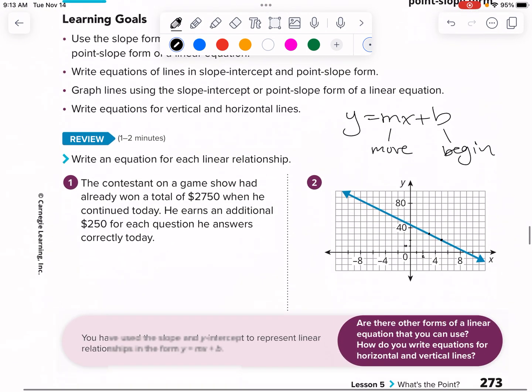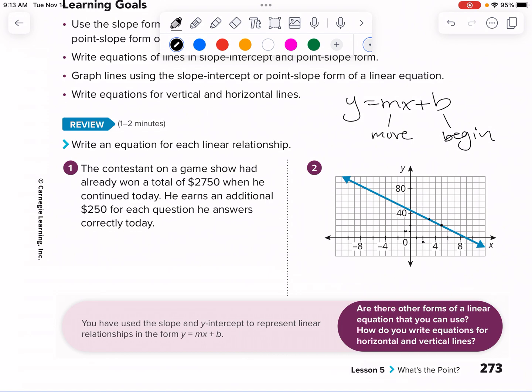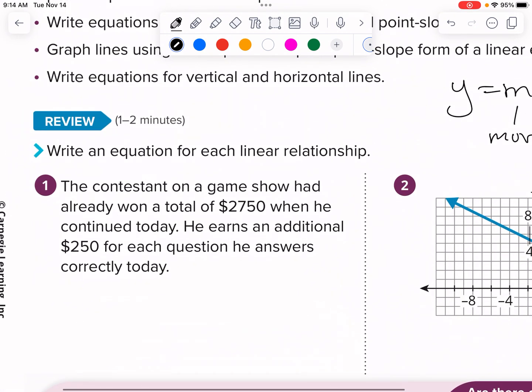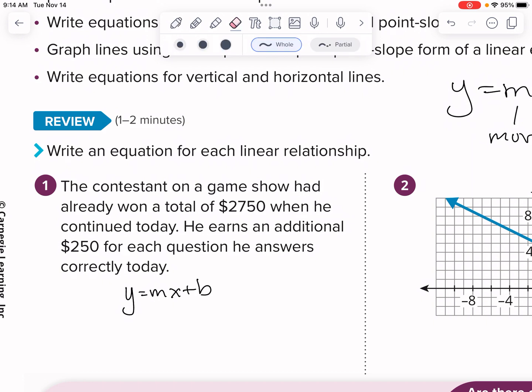Okay. So we're going to write an equation for number 1 and number 2, one with a written context and 2 with an equation. For number 1, I'm going to write that equation, y equal to mx plus b. And we're just going to highlight some things that are important here. It says a contestant on the game show had already won a total of $2,750 when he continued today. He earned an additional $250 for each question he answers correctly.